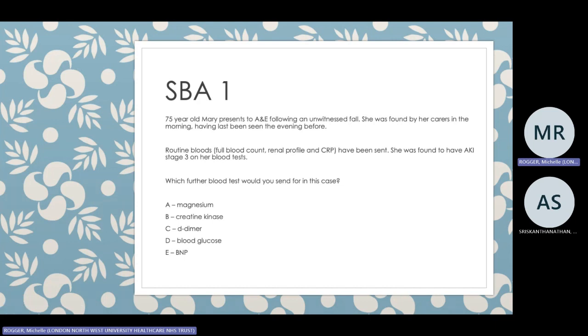So the first question is, 75-year-old Mary presents to A&E following an unwitnessed fall. She was found by her carers in the morning, having last been seen the evening before. Routine bloods, so full blood count, renal profile and CRP, have been sent. She's found to have AKI stage 3 in her blood results. Which further blood test would you send for in this case? Would you send for magnesium, creatine kinase, D-dimer, blood glucose, or BMP?